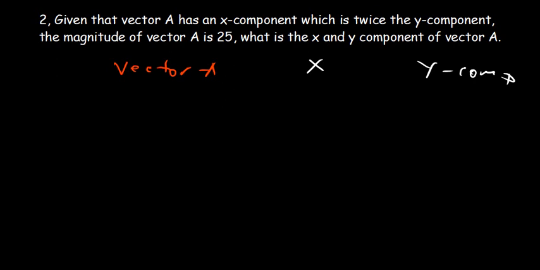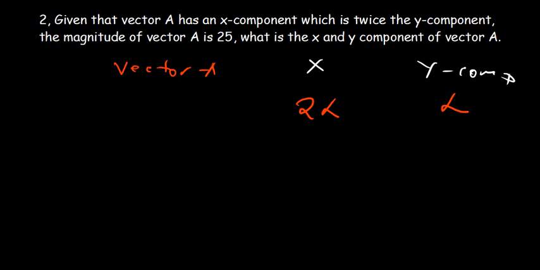So if you insert a certain variable to denote your y, I'll use a letter other than x and y. I can use maybe the letter L, for example. Let's say L is denoting our y component. So the x component is twice the y component, so it's going to be 2L.